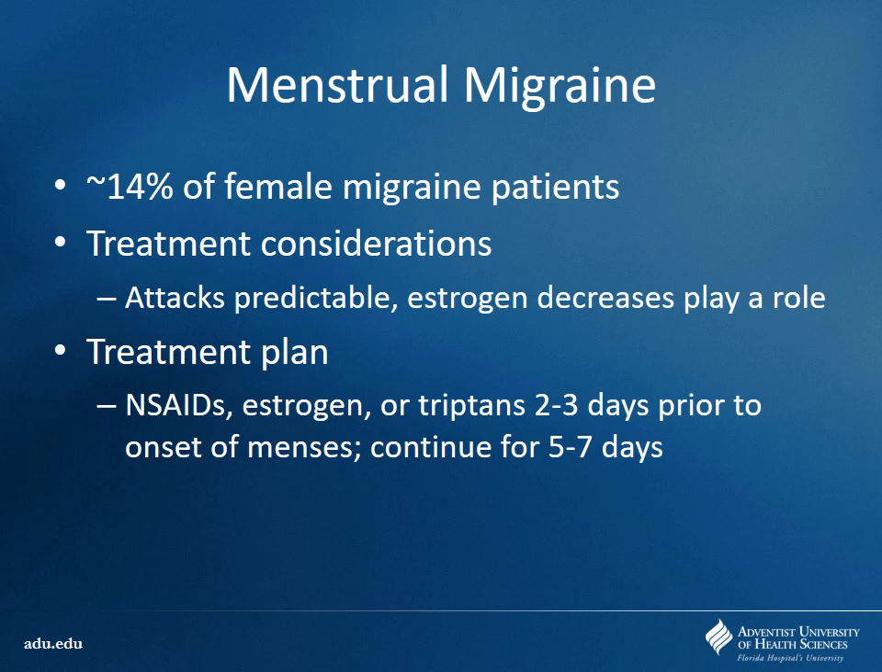But basically, you'll find that around 14% of female migraine patients tend to have this occur right around the menstruation there. The nice thing about this is they're very predictable. You can predict when the attack is going to occur. We know this is due to estrogen decreases that occur during the cycle there. And so the idea is if you can predict when it's going to happen throughout the month, you can actually give these abortive medications such as triptans, or can use things like NSAIDs or potentially estrogen, 2 to 3 days prior to the onset, and then continue for about 5 or 7 days. And hopefully that'll prevent any of them from occurring during that week period or so.